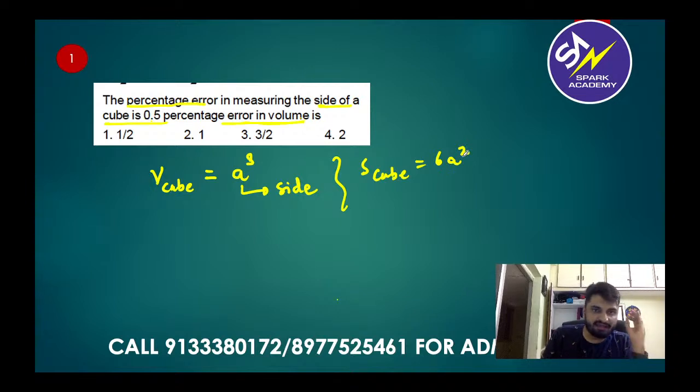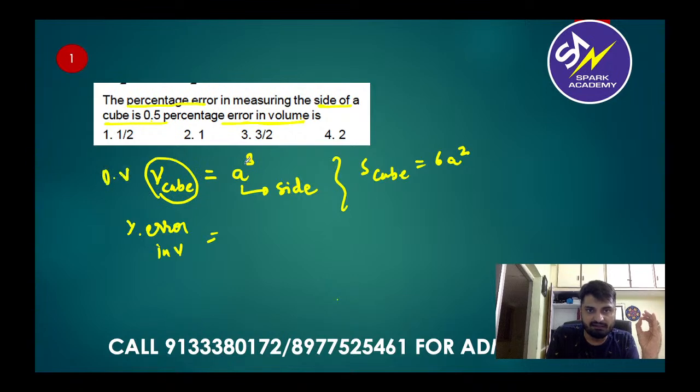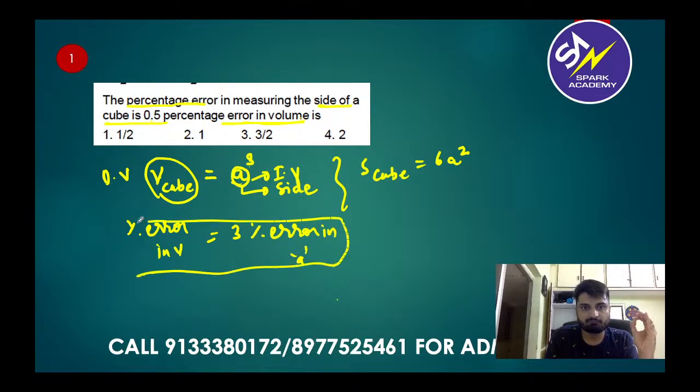Can you tell me what will be the percentage error in the volume? You all know this is the dependent variable and this is the independent variable. So can I say the percentage error in volume is 3 times the percentage error in side?